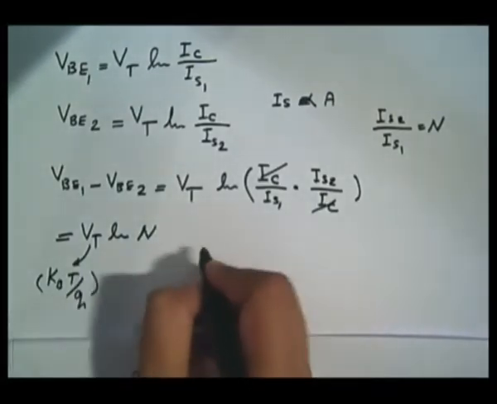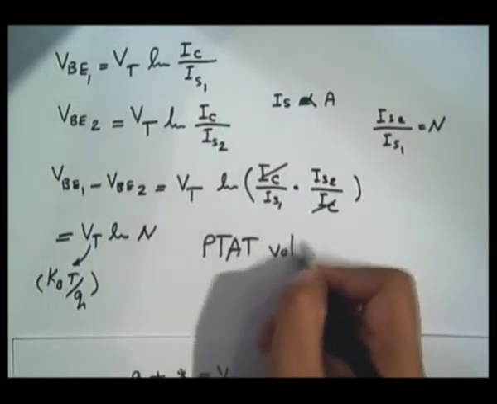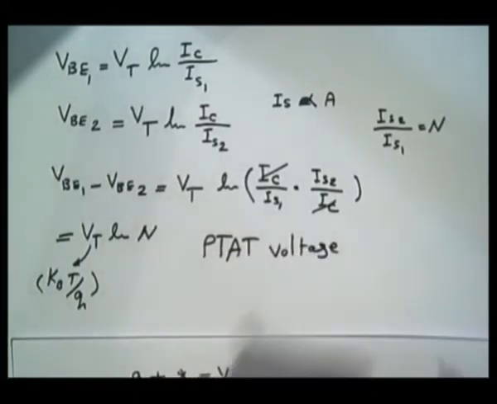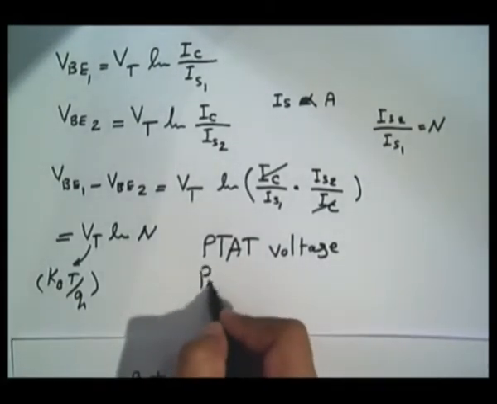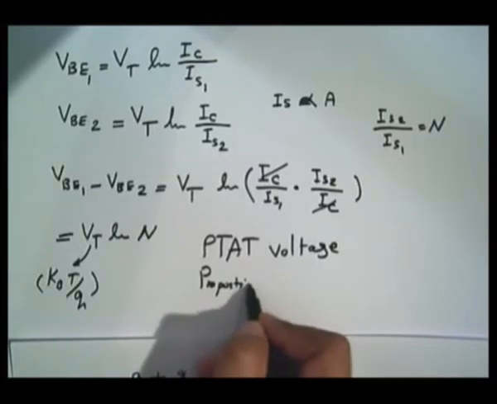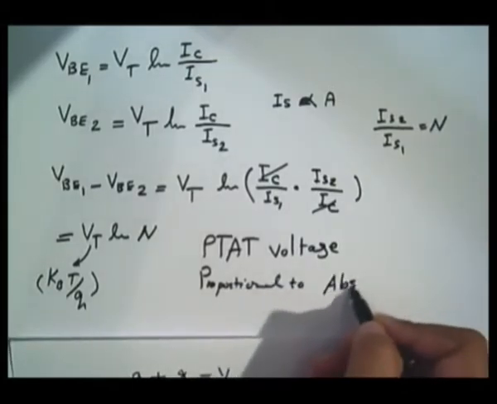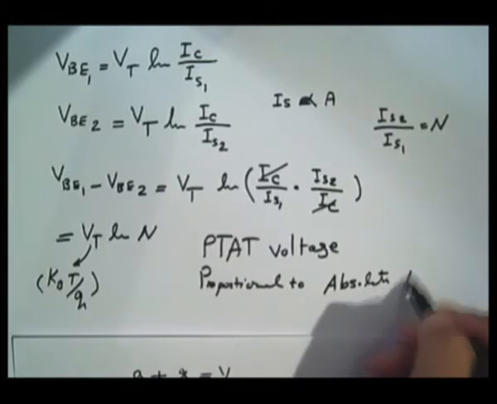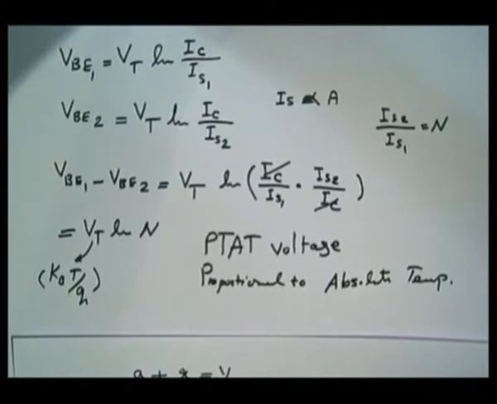We call this PTAT voltage. This term you may have seen in some literature. We have PTAT current also. So PTAT means proportional to absolute temperature. You see from this relation, this voltage is proportional to absolute temperature, T.